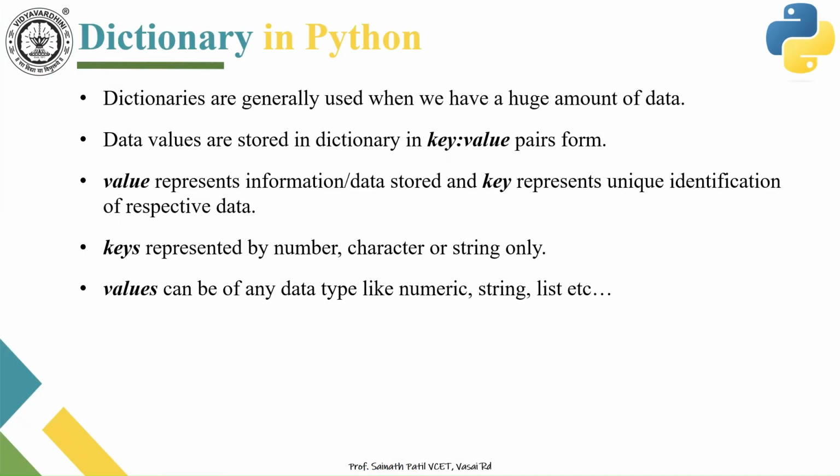Dictionaries are generally used when we have a huge amount of data, which makes storage and retrieval of data convenient. Data values are stored in a dictionary in key-value pair form, where the value represents the information or data to be stored, and the key represents the unique identification of the respective data in storage. A key is represented by a number, character, or string, that is, a numeric or string data type. Values can be any data type like numeric, string, list, tuple, set, etc.